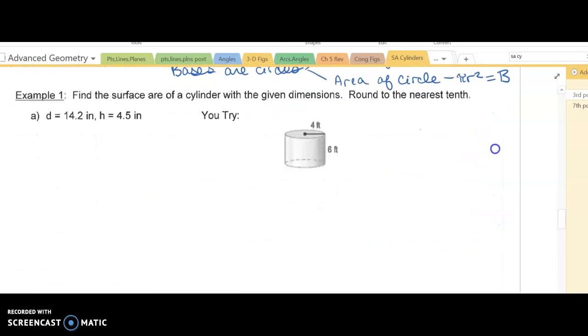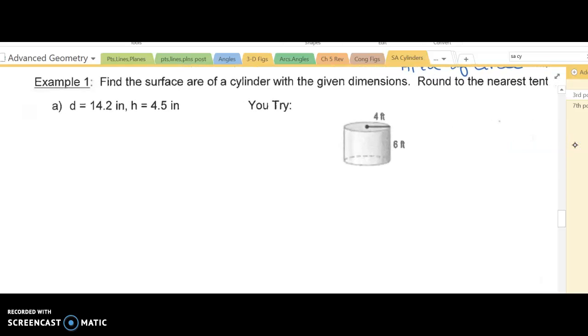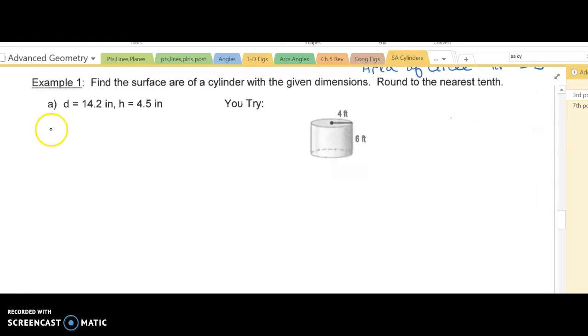Okay, so let's try our first example. Example 1: find the surface area of a cylinder with the given dimensions. Round your answer to the nearest tenth. Surface area is 2 pi r h plus 2 pi r squared, and if you forget what any of these letters stand for, by all means go back and look above. So we have our h is 4.5. Remember, if our diameter, d, is 14.2, then half of that, dividing by 2, our radius would be 7.1.